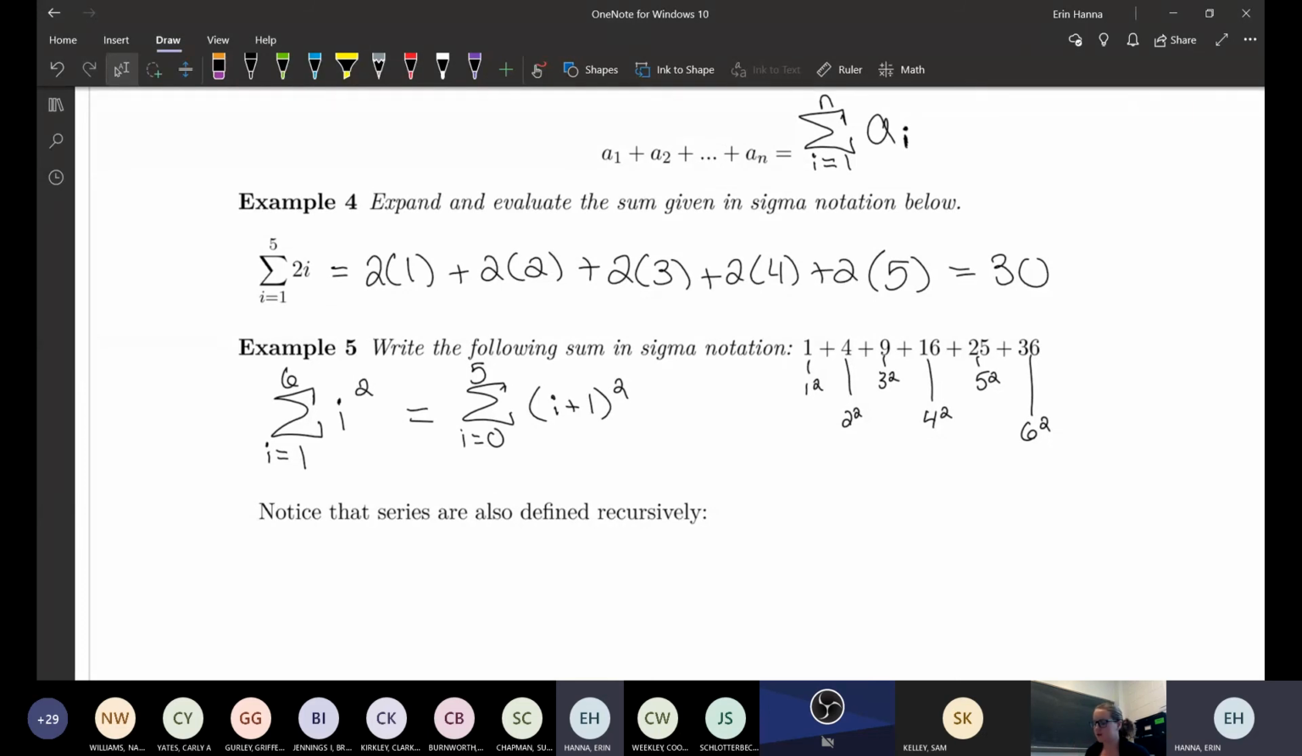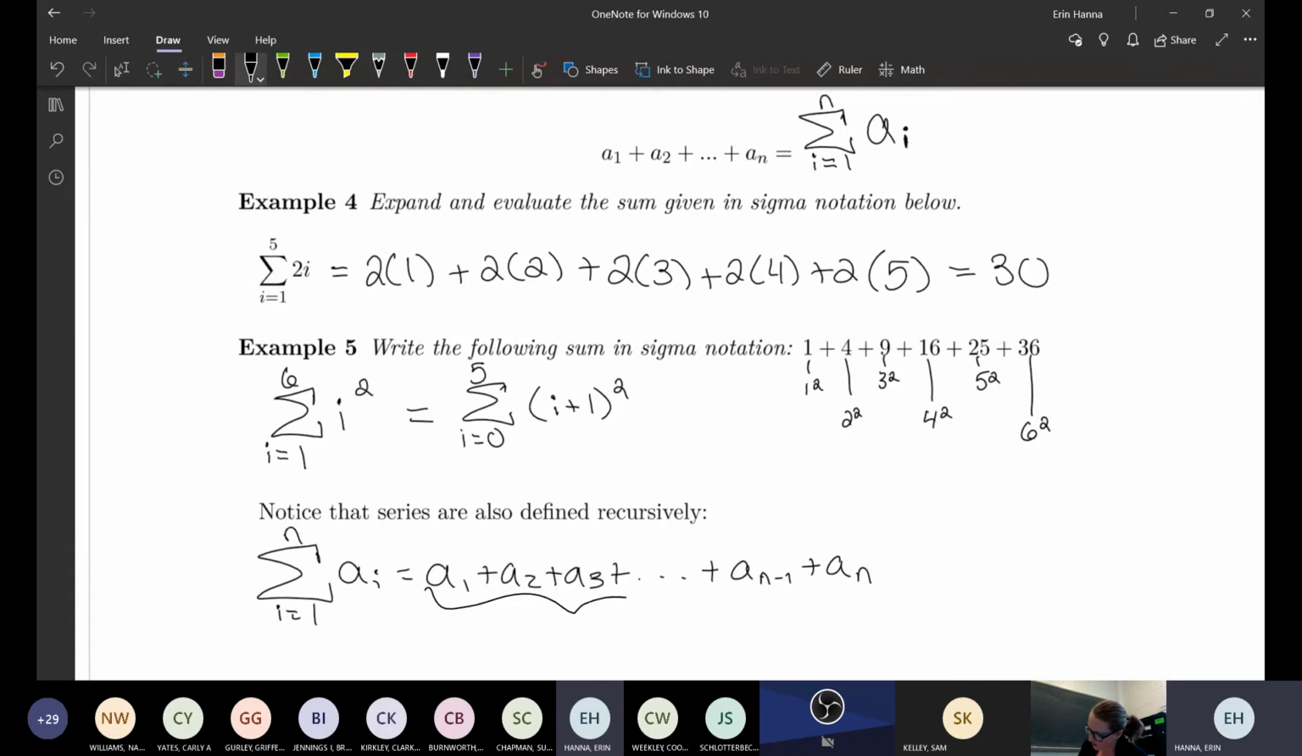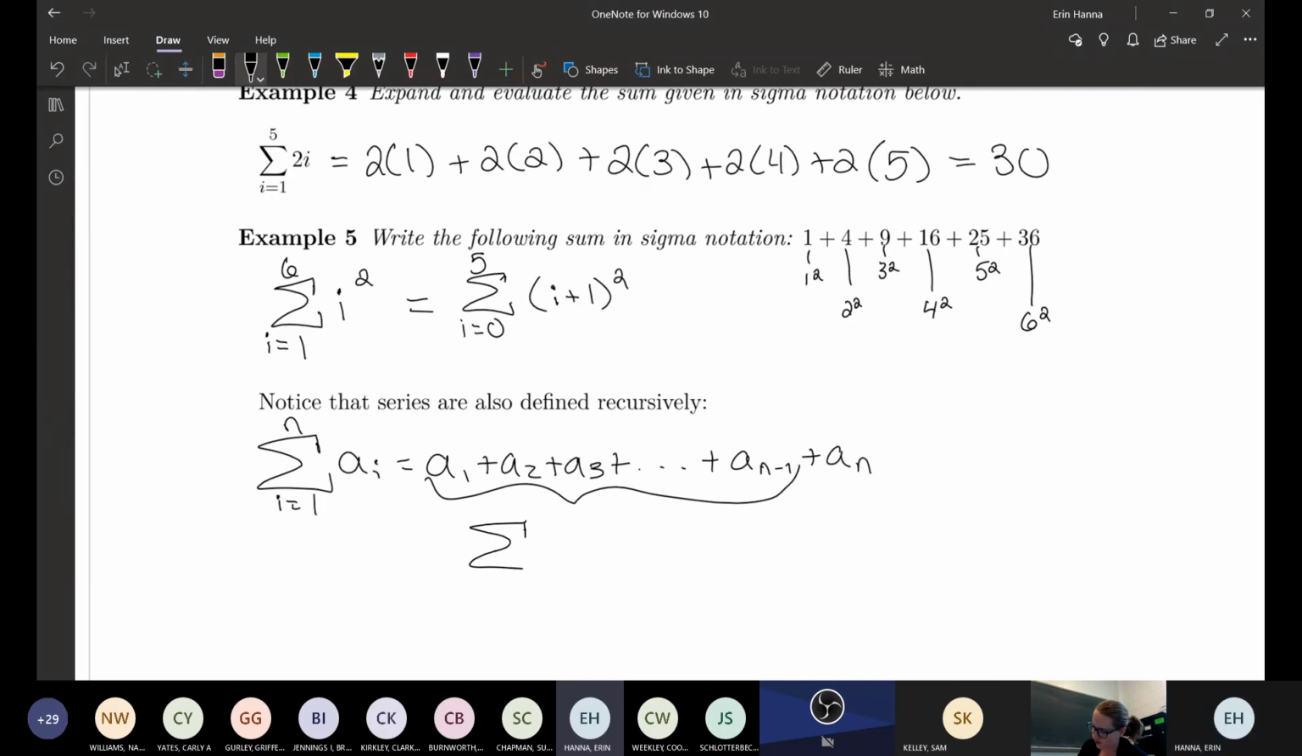Okay. So notice that these series can actually be thought of recursively as well. So say I have some very generic sum of things. This would be a sub 1 plus a sub 2 plus a sub 3 plus blah, blah, blah, plus a sub n minus 1 plus a sub n. If you notice this, everything except that last term would essentially also be a sigma notation, just going to n minus 1 instead of n.